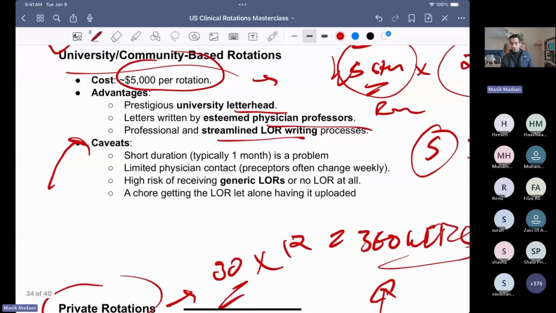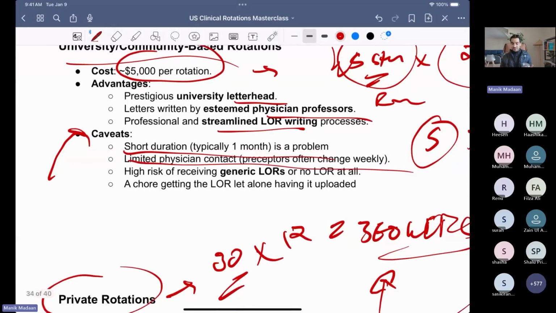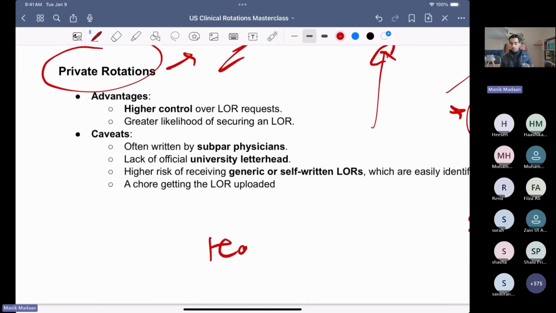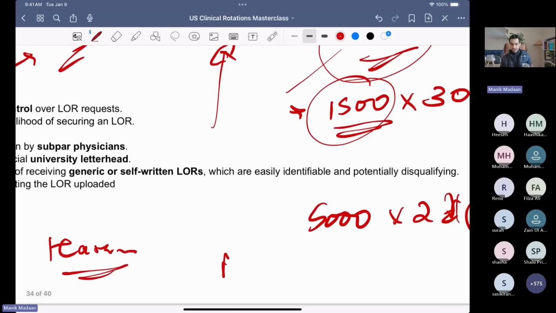The caveats of a university LOR, or let's say a university or community rotation, at times is its short duration. So there are caveats, right? Which is 1 month, and it's expensive, right? Limited physician contact because preceptors at times can change weekly. So sometimes you have to know where you're going, because let's take Mayo Clinic, right? That's an example I'll take.